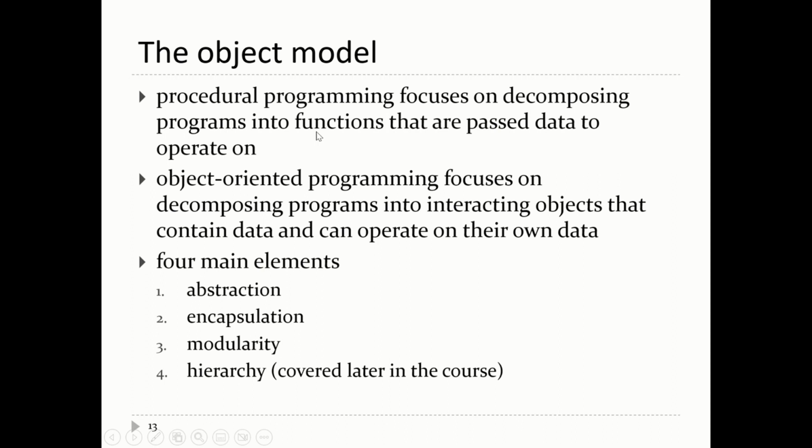So in C, which is a procedural programming type language, right? You break your program up into functions. You pass your data around by calling functions and passing data to and from the functions. In object-oriented programming, you decompose your program into a different structure, right? So you decompose it into interacting objects. The objects contain data, and the objects can interact with one another. So in this object model, there are 4 main elements. The fourth one we'll get to much later in the course. But the 3 that are important to us now are abstraction, encapsulation, and modularity.